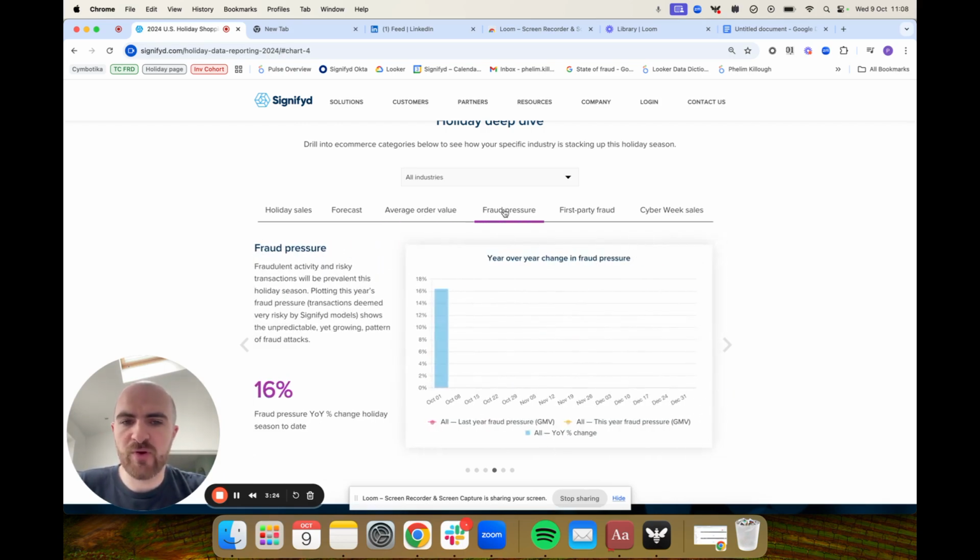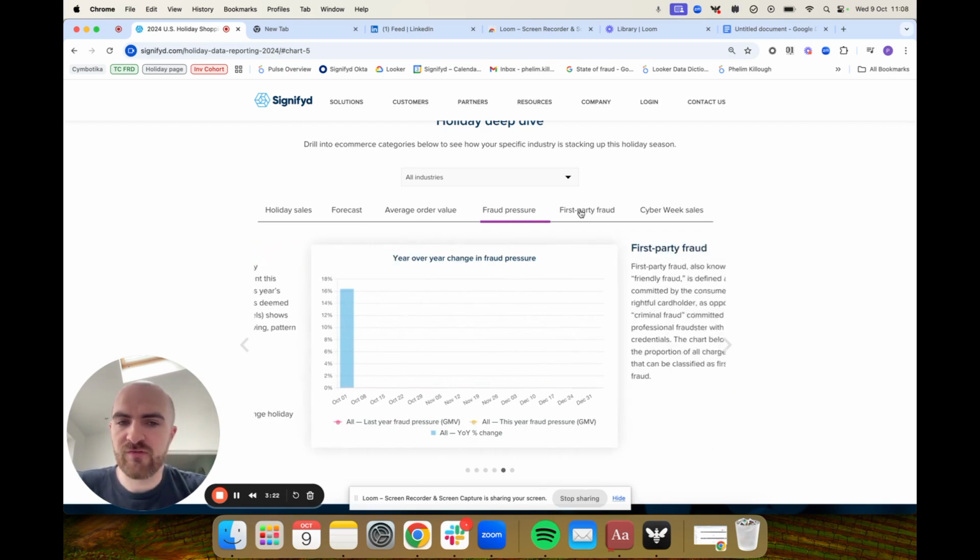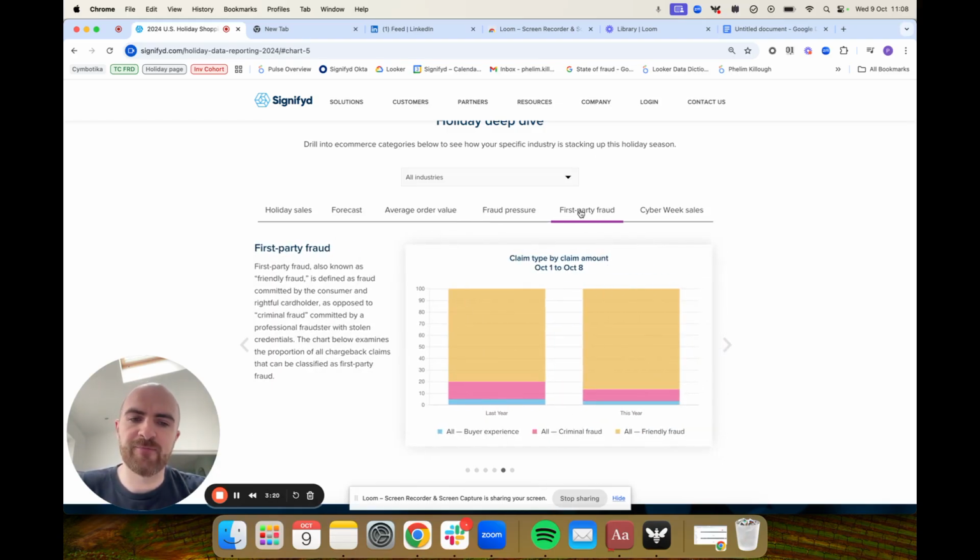We can look at fraud pressure. We can look at first party fraud, which is a measure of how much of our chargebacks are coming in as first party fraud, or friendly fraud.